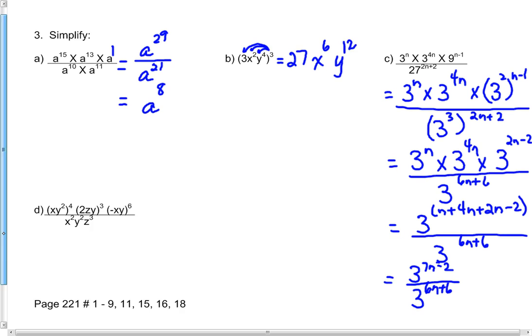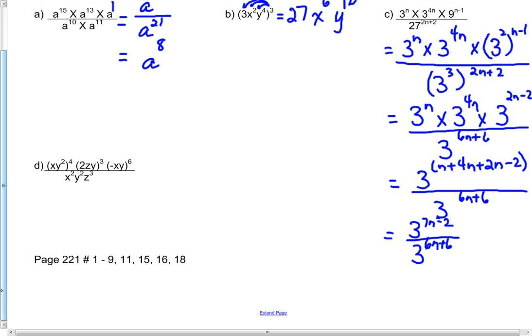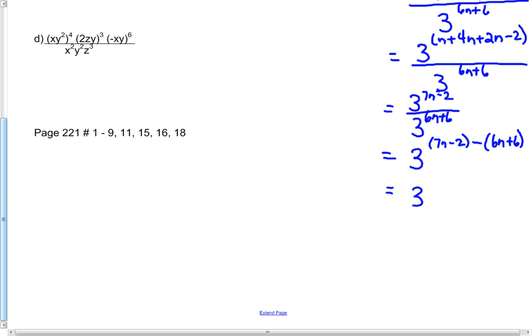I have a division with the same base. My rule is to keep the base and subtract the exponents. 7n subtract 2, subtract 6n plus 6 will be my new exponent. 7n take away 6n is n, negative 2 take away 6 is negative 8. There is my final answer.